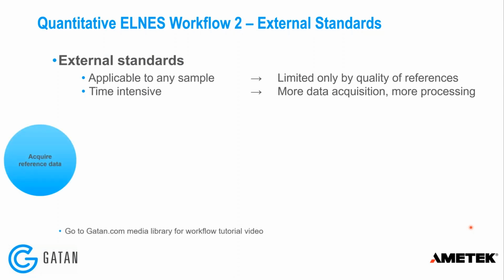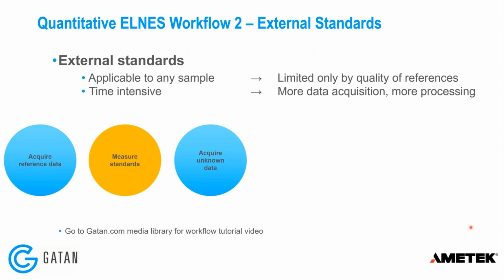The workflow here is that we acquire our reference data, then we measure the standards from the reference data, then we acquire our unknown data, then we validate the standards and the unknown data. This is quite important. It's important that the quality of the standards and the unknown data are the same. You want the calibrations to be good in terms of absolute energy. You want the dispersion calibrations to be consistent.